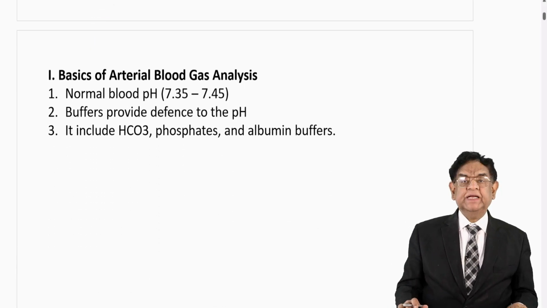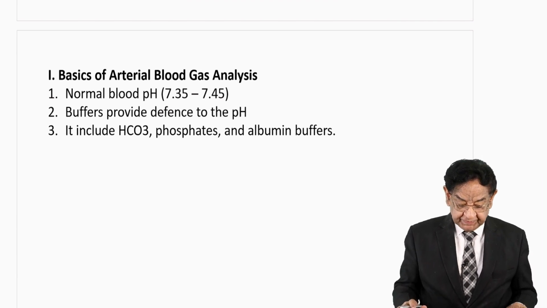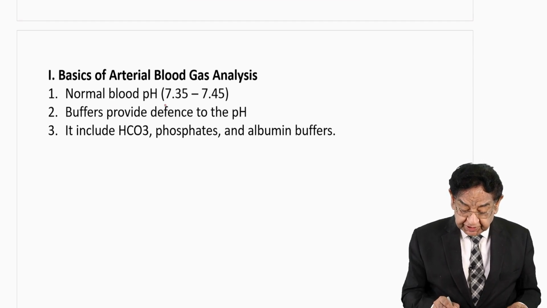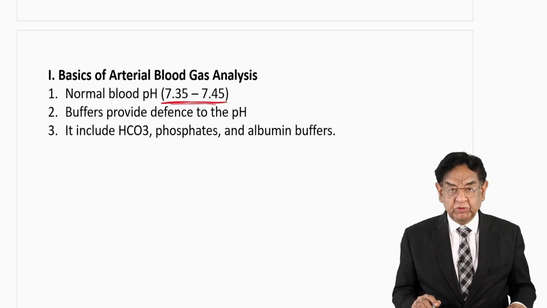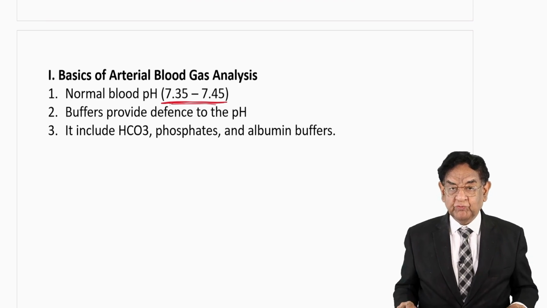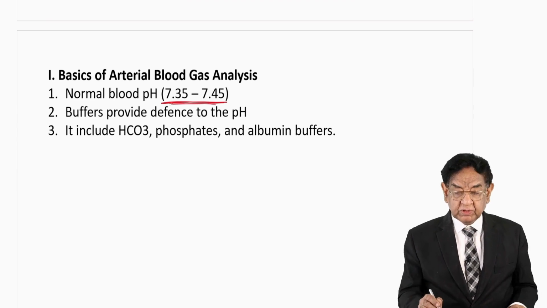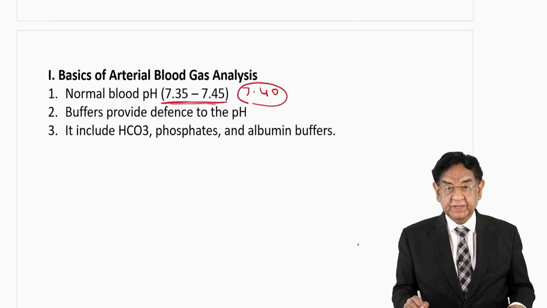Now as far as the basics of arterial blood gas analysis, the normal pH of the blood is 7.35 to 7.45. This is a very important line. A good percentage of people get stuck up here. What is the basic bottleneck? So I take an average of 7.40. Why is it so important?